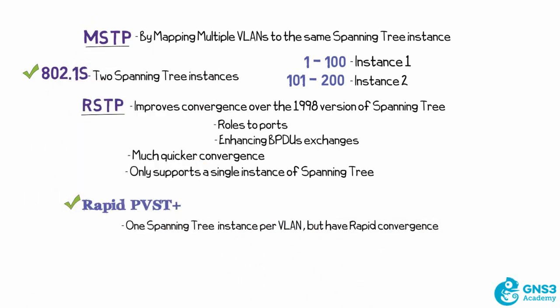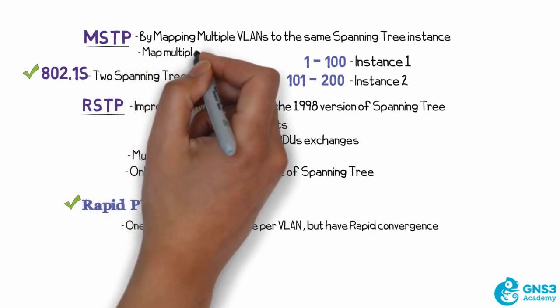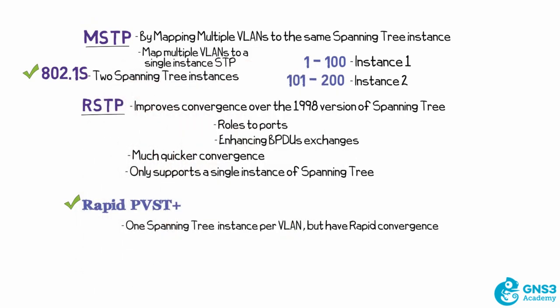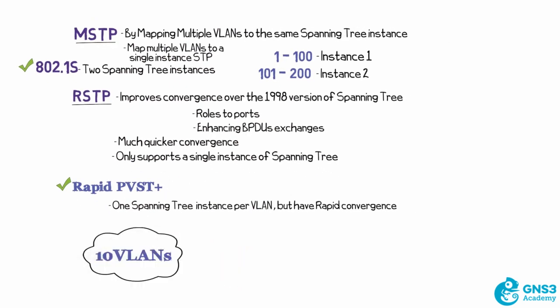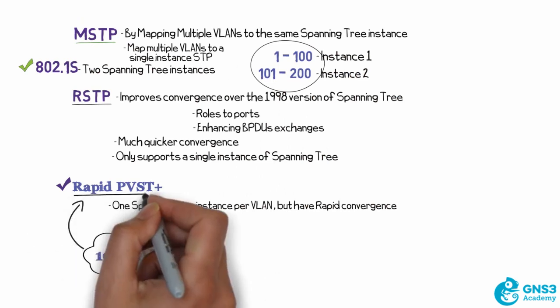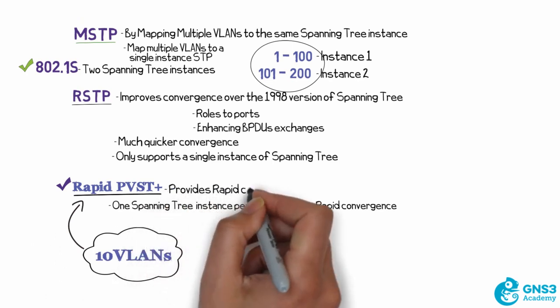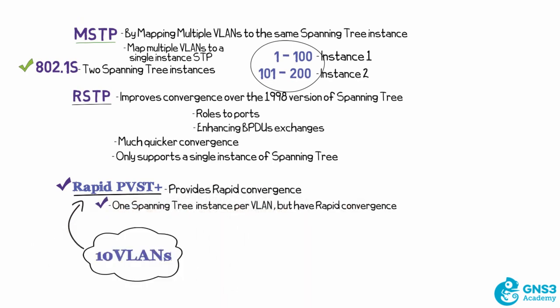Now, multiple spanning tree has the advantage that you can map multiple VLANs to a single instance of spanning tree. That, however, only becomes important when you have many VLANs. If, for example, you only have 10 VLANs in your enterprise, Rapid PVST Plus works really well, and hence it's the default spanning tree on Cisco switches. You would only necessarily need to use multiple spanning tree if you had hundreds or thousands of VLANs. So the default today on most Cisco switches is Rapid PVST Plus, provides rapid convergence, and allows you to configure one spanning tree instance per VLAN to optimize performance.